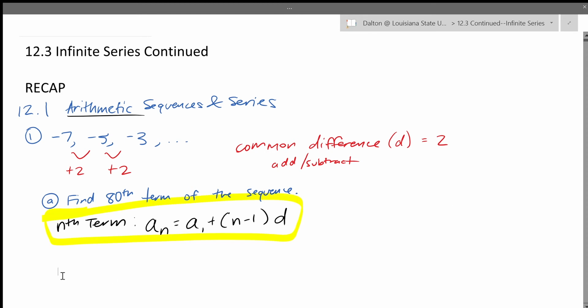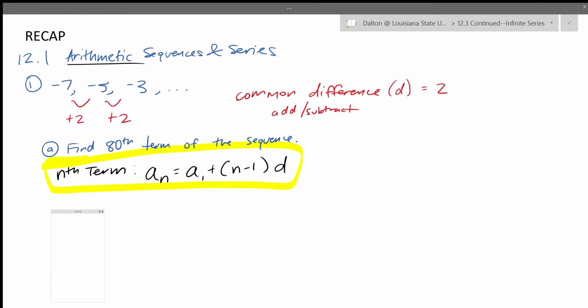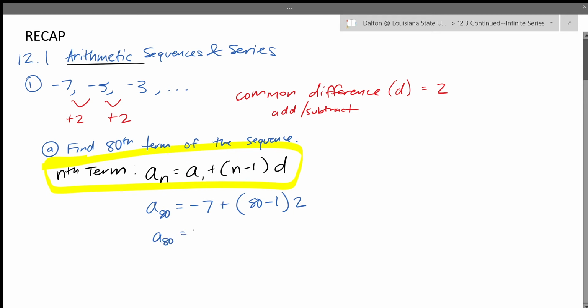So if n in this case is 80, and we already established d was 2, substituting my values, that would be a sub 80 equals a sub 1, which stands for your first term. Our first term in this sequence was -7, plus n is the number of terms, in this case the one we're looking for, which is 80. So that'll be 80 minus 1 times d, and we already established that the common difference was 2. So if you do -7 plus 79 times 2, you would get that the 80th term is 151. So that's how to find an nth term of an arithmetic sequence.